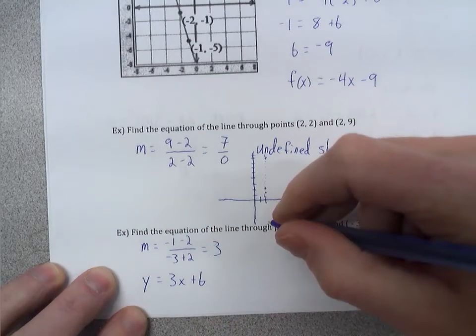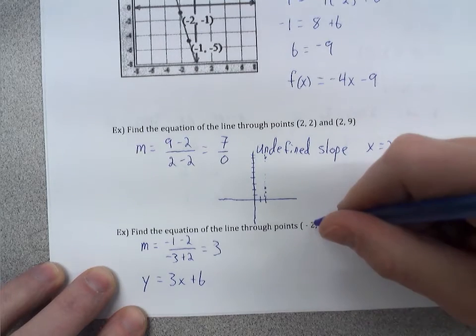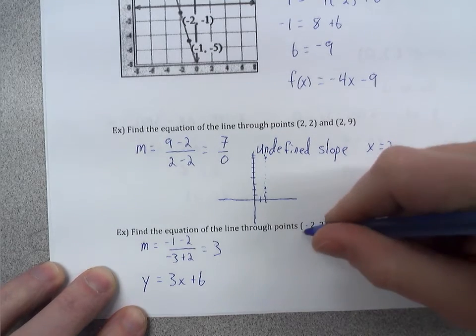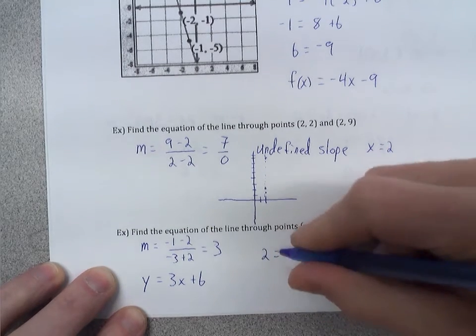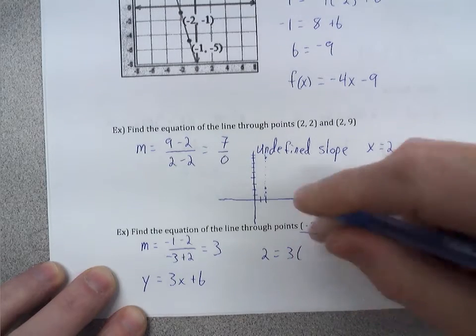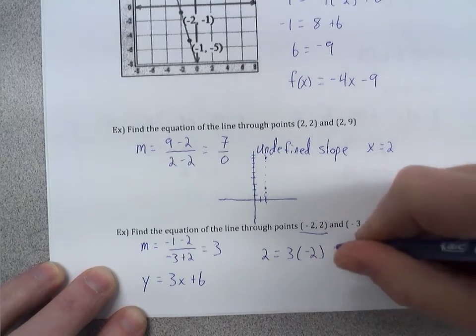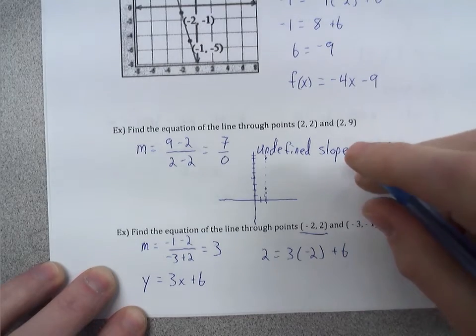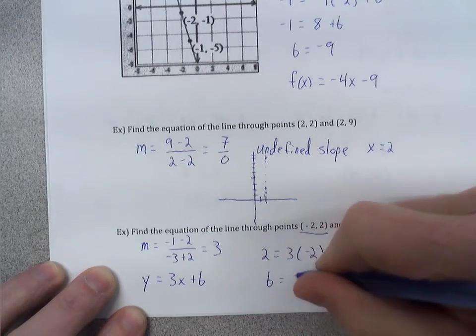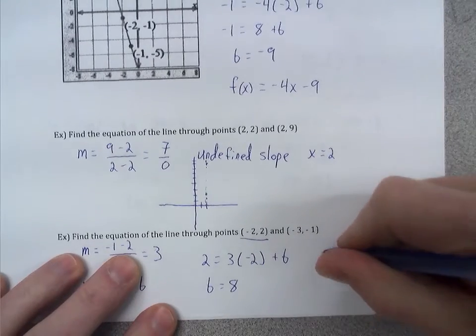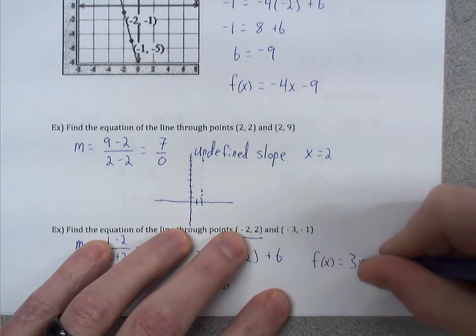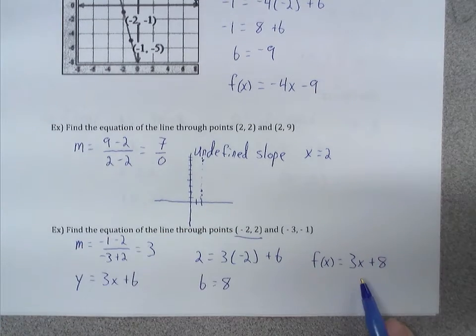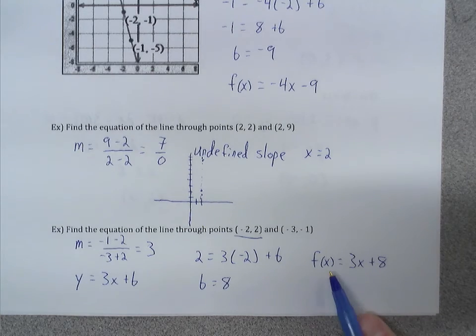And now I can substitute some numbers in. So I'm going to choose this point here. And so in for y, I'm going to put in 2, and that is equal to 3 times -2 plus b. Solve the equation, and we get that b equals 8. And so our function is f of x is equal to 3x plus 8. And now if we wanted to, we could put in any value we want for x, get the y coordinate, and we could easily continue graphing that line.